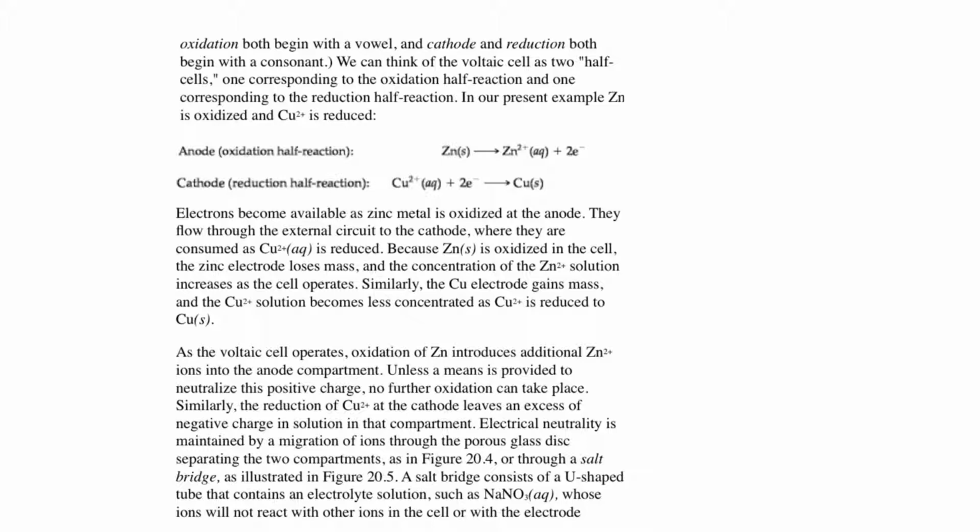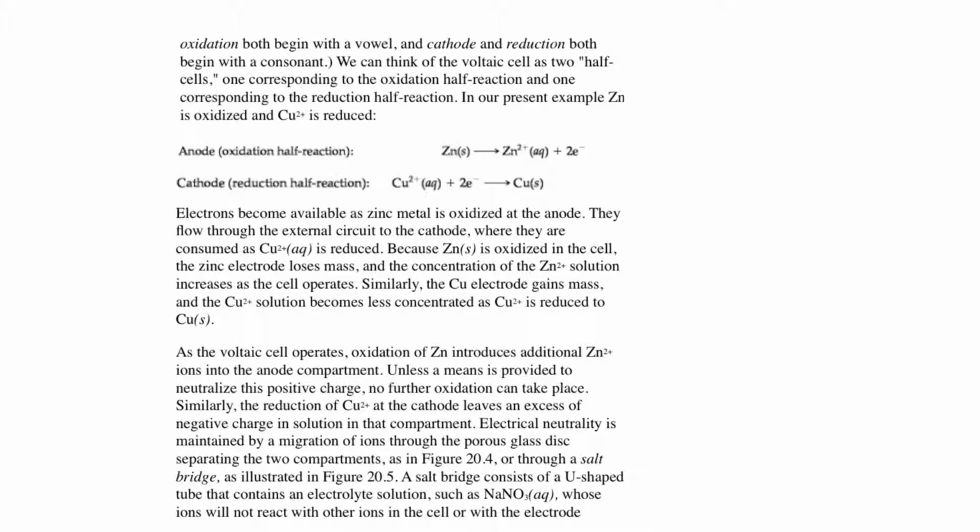Because zinc metal is oxidized in the cell, the zinc electrode loses mass and the concentration of zinc-2 ion in solution increases as the cell operates. Similarly, the copper electrode gains mass and the copper-2 ion solution becomes less concentrated as copper-2 is reduced to copper metal. As the voltaic cell operates, oxidation of the zinc introduces additional zinc-2 ions into the anode compartment. Unless a means is provided to neutralize this positive charge, no further oxidation can take place.